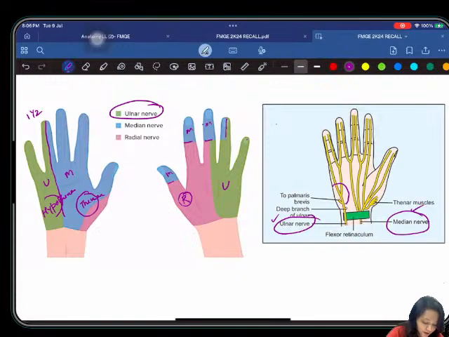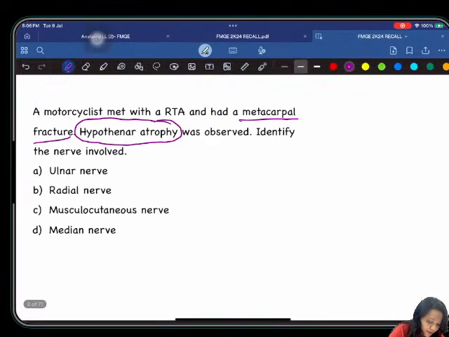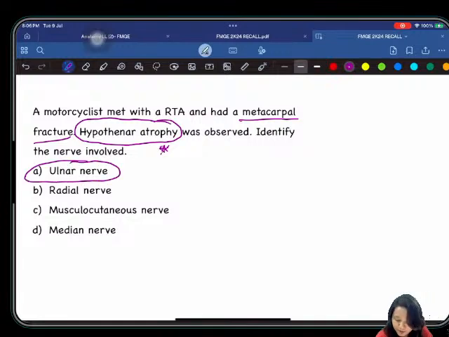They have mentioned that there is hypothenar atrophy, so the answer will be the ulnar nerve. Anybody who has attempted this answer correctly in the live session can answer in the chat.